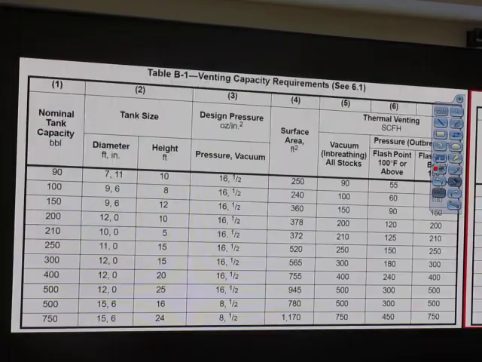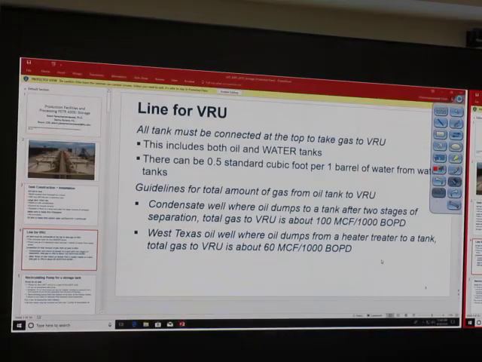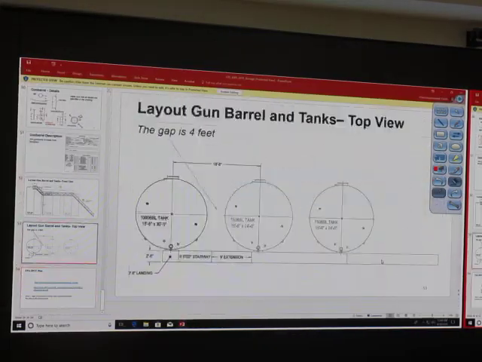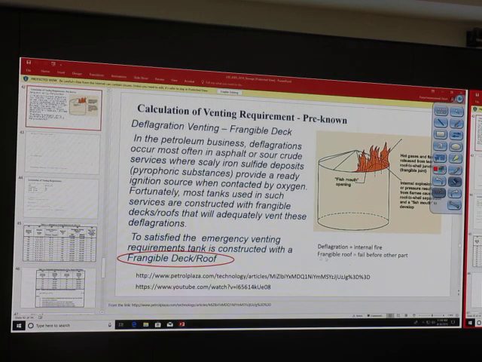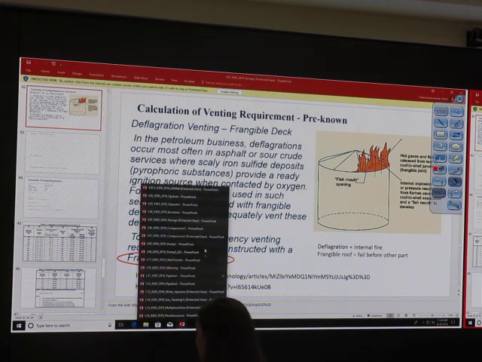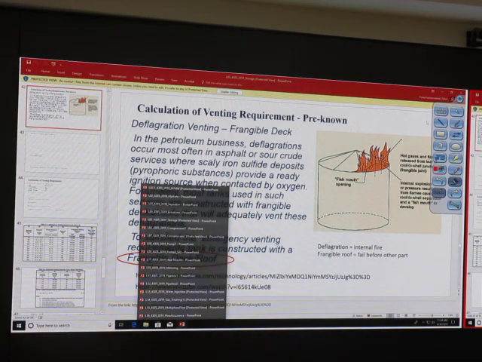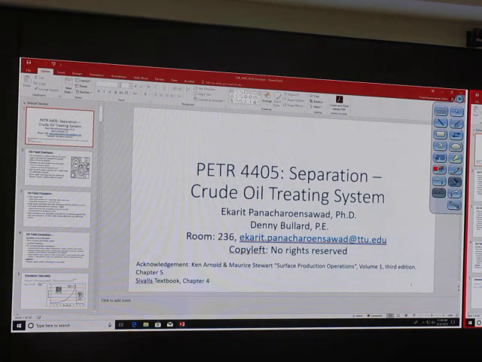Vapor recovery unit, allow me to ask you about, and there's one word that you should be aware of. Deflagration or something. Deflagration is an internal flame and you need a frangible roof, fail at the bottom part. Okay, that is a keyword for this thing. Number 6.